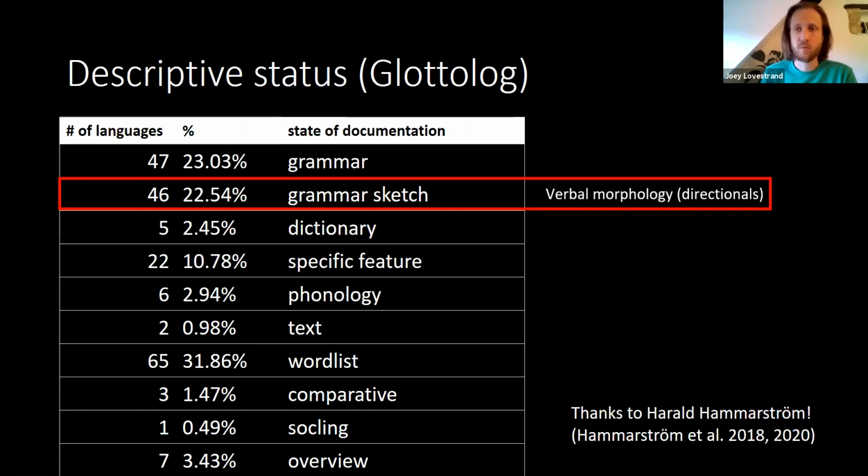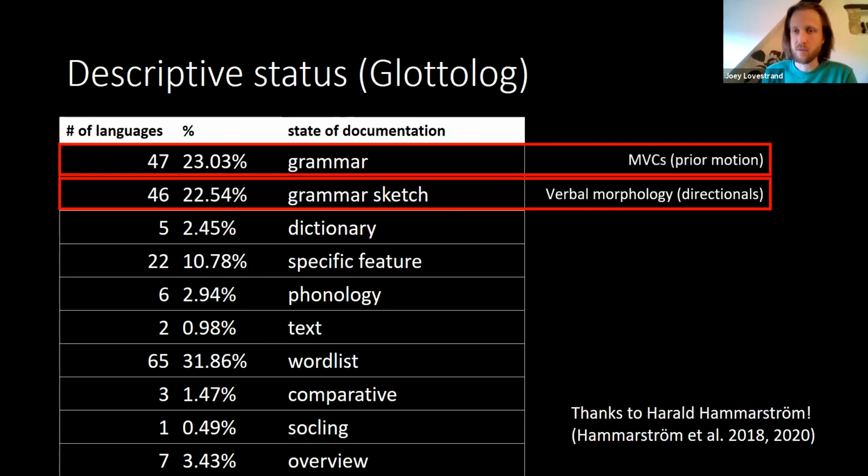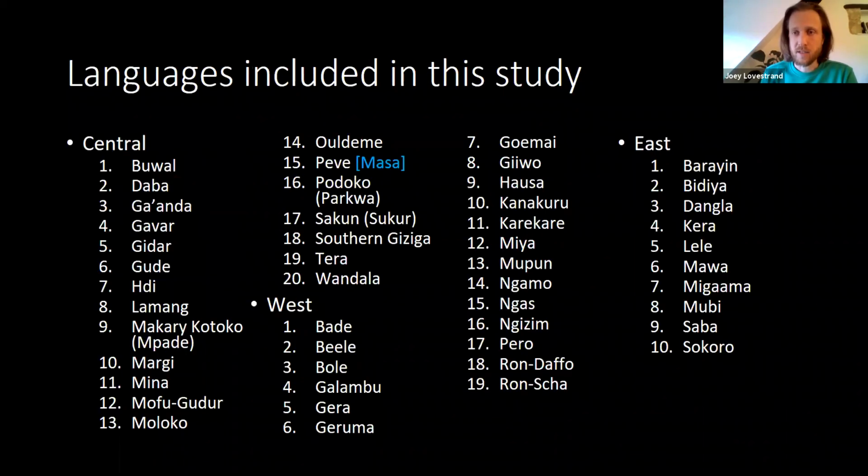But information about prior motion, which is typically expressed in multi-verb constructions, is normally only available for languages that have a full grammar. So maybe only 23% of the languages would have information about prior motion and how that's expressed in the language. Of course, I wasn't able to access all of the grammars that are available, but I was able to look at these 49 languages for this study.